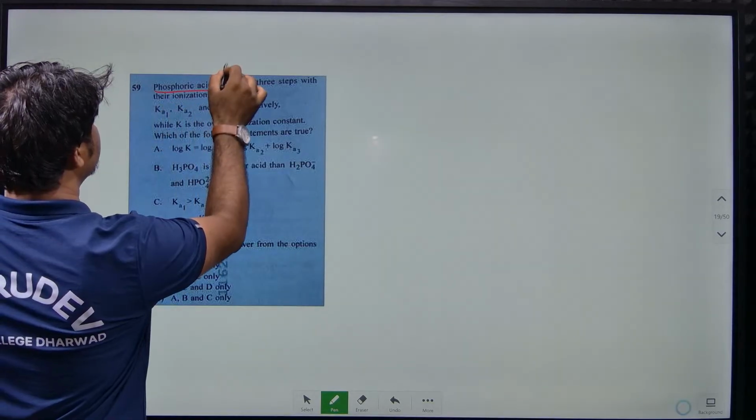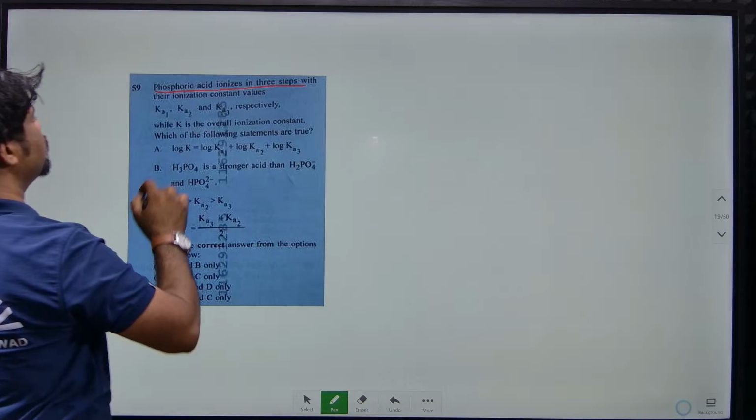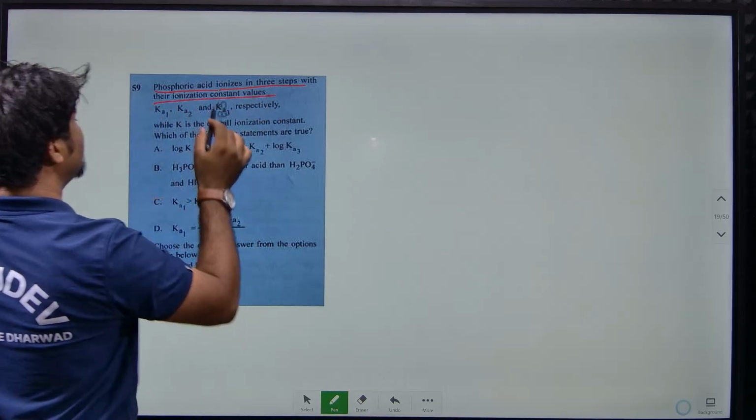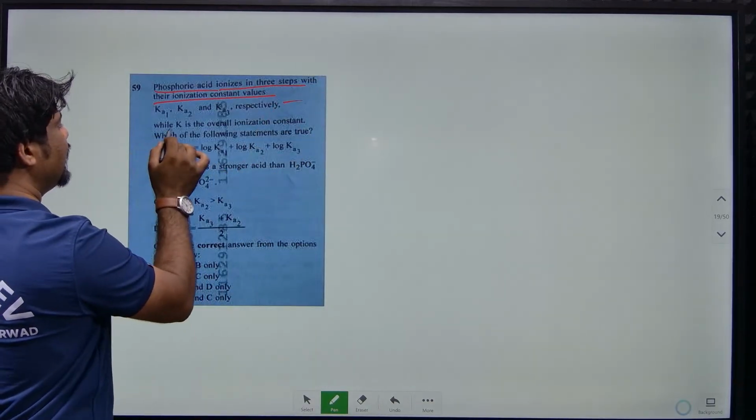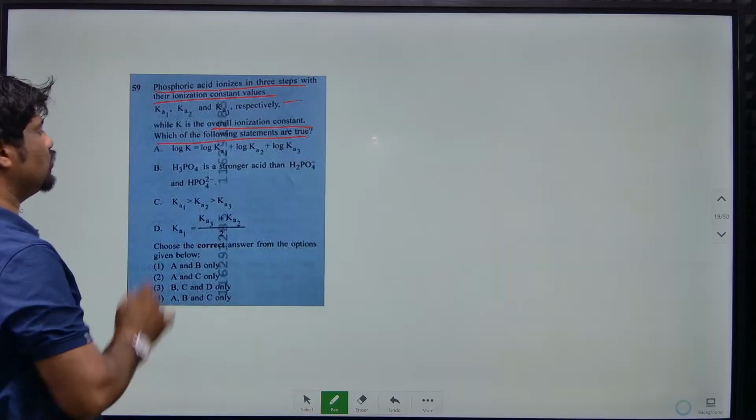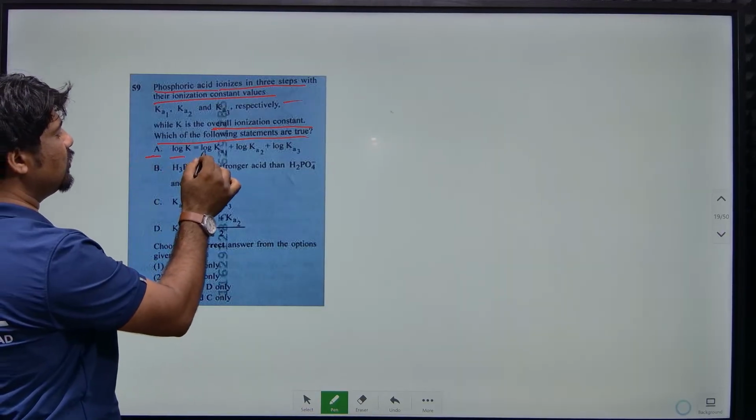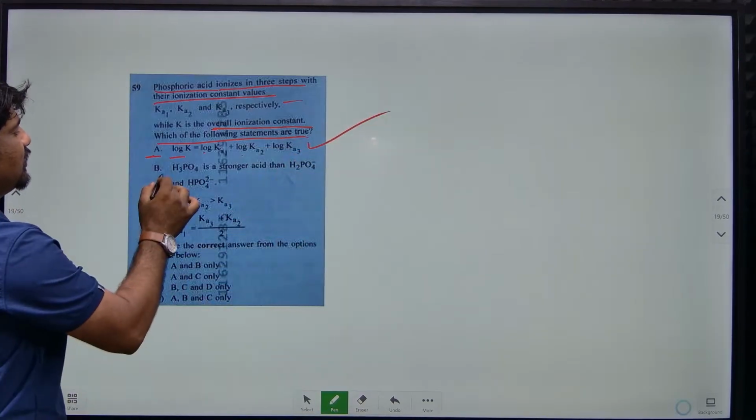The phosphoric acid, that is H3PO4, ionizes in 3 steps with ionization constants Ka1, Ka2 and Ka3 respectively, while Ka is the overall ionization constant. Which of the following statements is true? So A is given: log K is equal to log Ka1 plus log Ka2 plus log Ka3. Yes, the statement is correct.